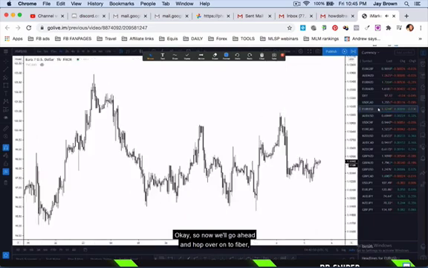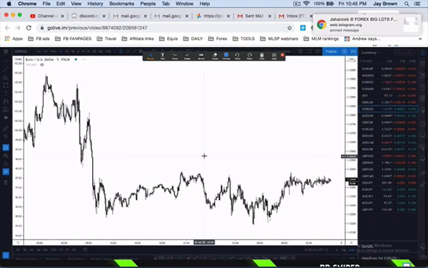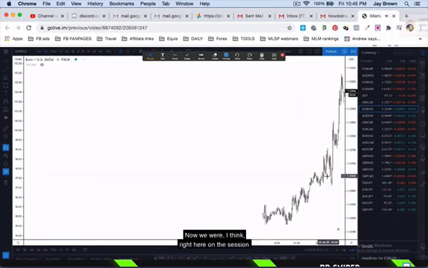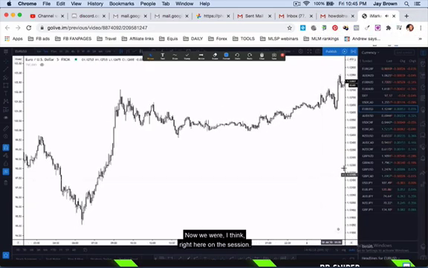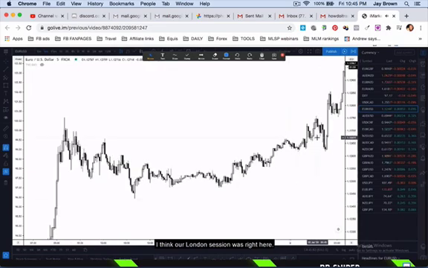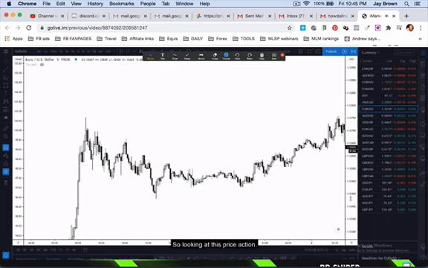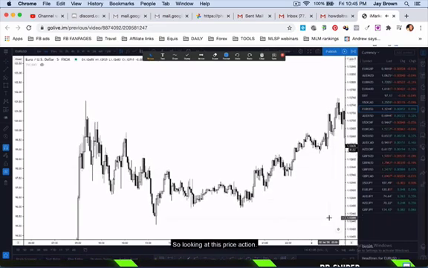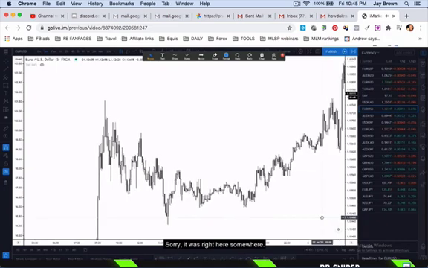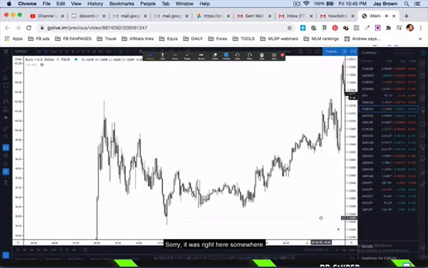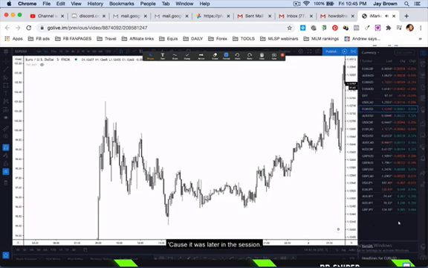But now we'll go ahead and hop over onto Fiber, which is Euro USD. Now we were, I think, right here on the session. I think our London session was right here, somewhere, because it was later in the session. Looking at this price action right in here, with unemployment coming within the next, I think, 5 to 10 hours, something like that in that range.